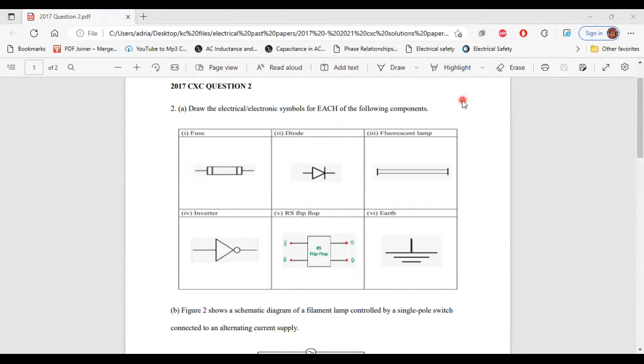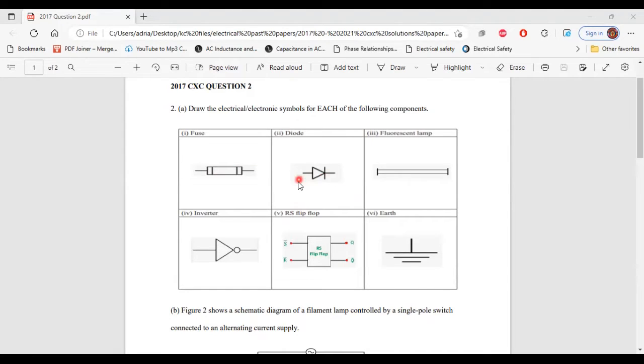I'm going to go through the solutions for question two from the 2017 CSEC Electrical and Electronic past paper. So let's begin. Part A says, draw the electrical/electronic symbols for each of the following components. Part one, we have the symbol for the fuse, or I should say one of the symbols for a fuse. There are actually three symbols that you could use here.